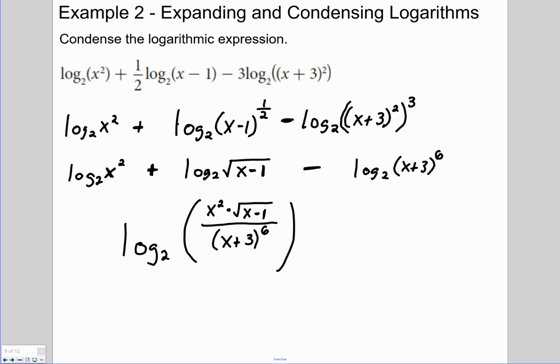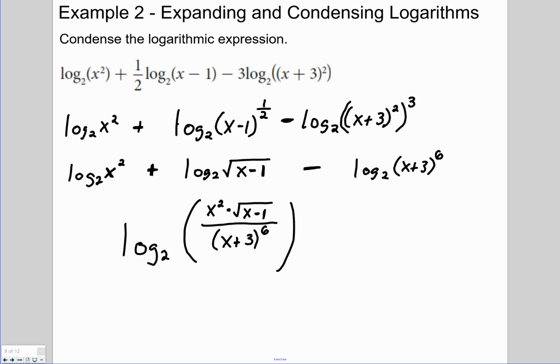Now I think you're selling yourself short if your brain can't do this. I think everyone's brain in here can see what I just did. X squared and the square root of x minus 1 I put together with multiplication. And I put this argument in the denominator because that subtraction means it's division. I think all of you can do that. And if you don't think you can, then you've got a long way to go in life.